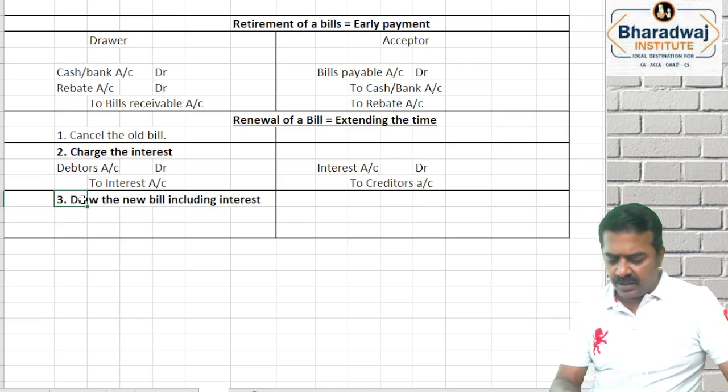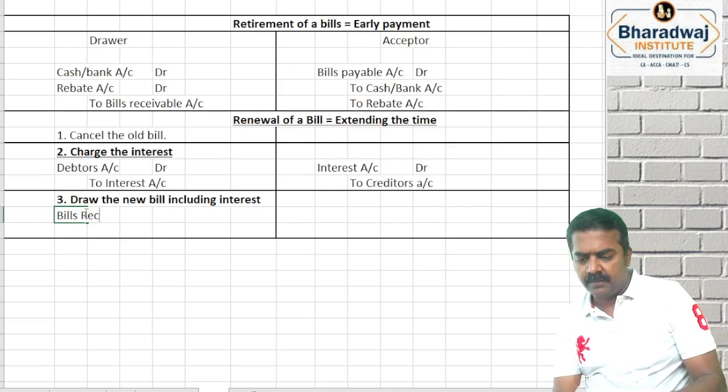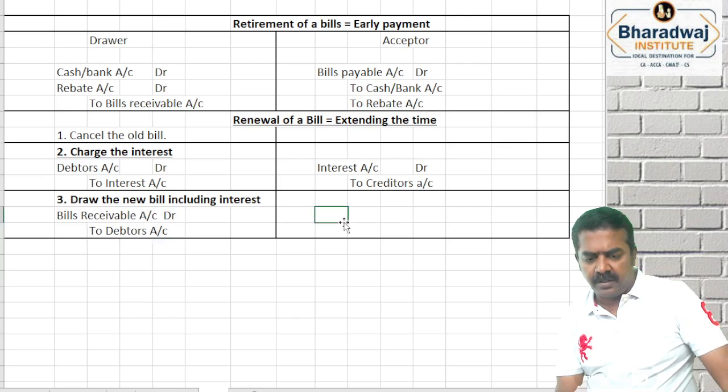What is the entry for drawing the new bill including interest? Same entry: bills receivable account debit, to debtors account. And for the other party, the corresponding entry.